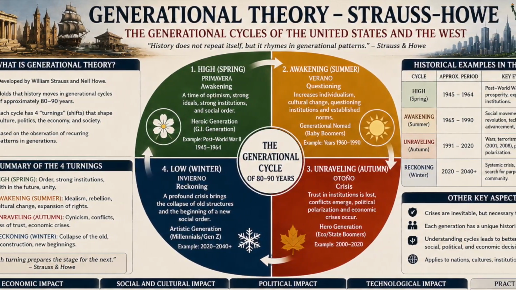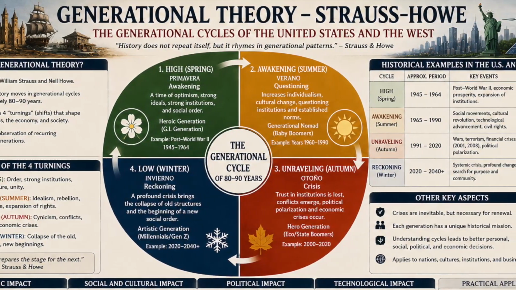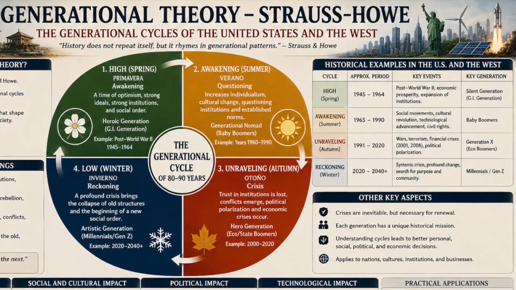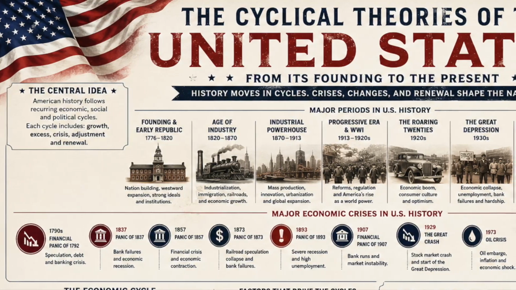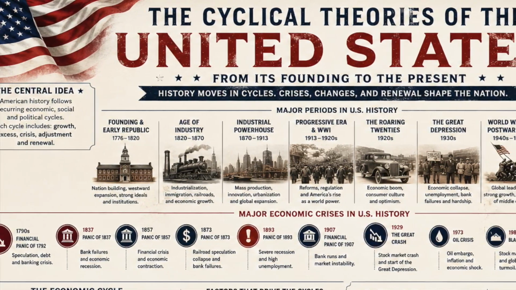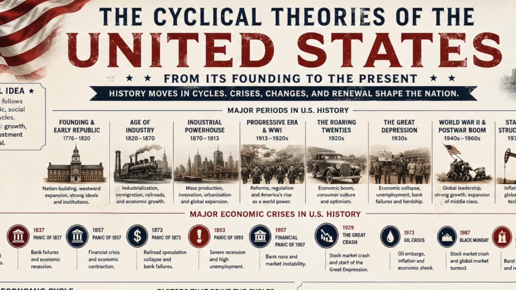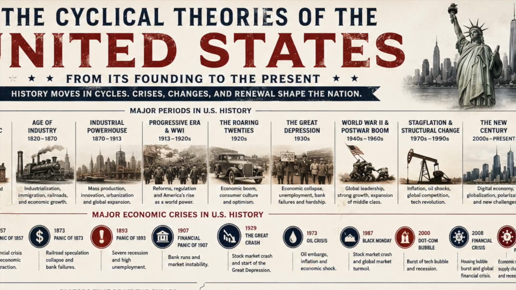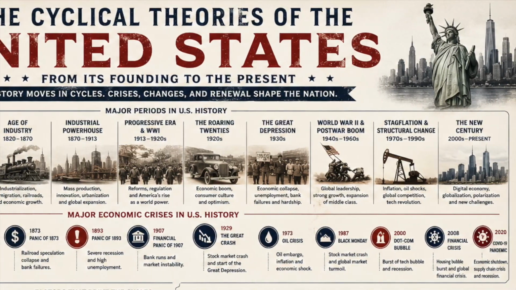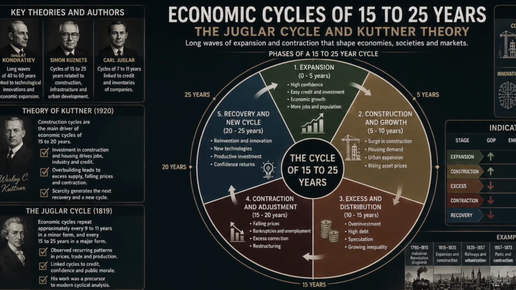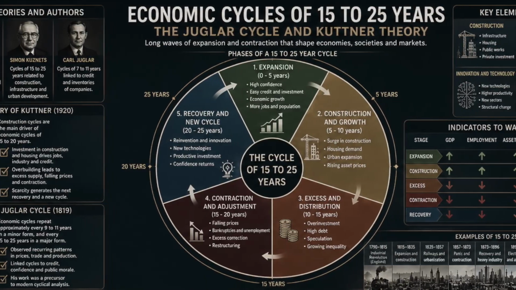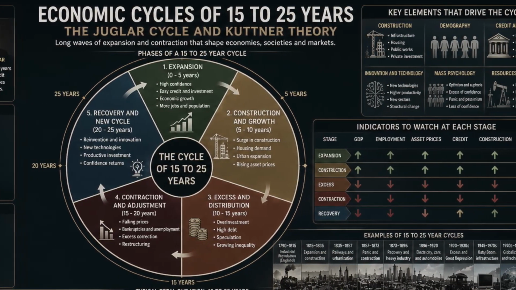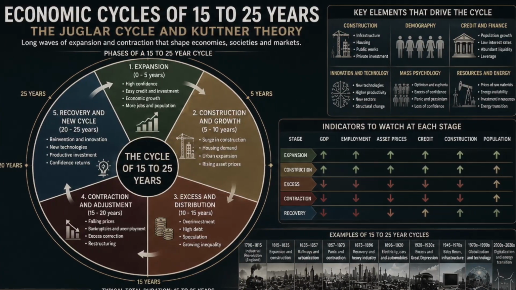5. Strauss-Howe generational theory. A widely known cyclical theory, especially in Anglo-American historical interpretation. It proposes that society cycles through four turnings, roughly every 85 years, a saeculum: high, to awakening, to unraveling, to crisis, to repeat. Each phase reflects different generational archetypes and collective moods shaping behavior and institutions.